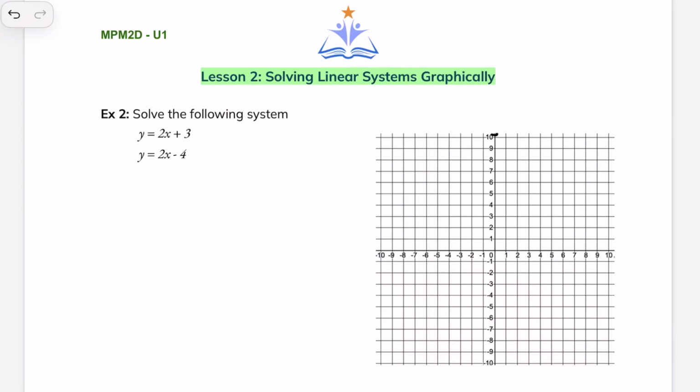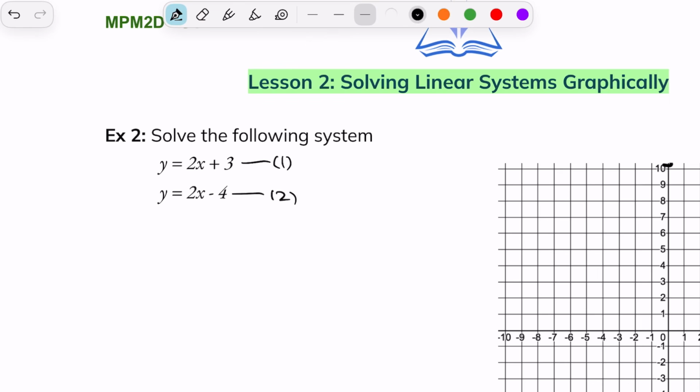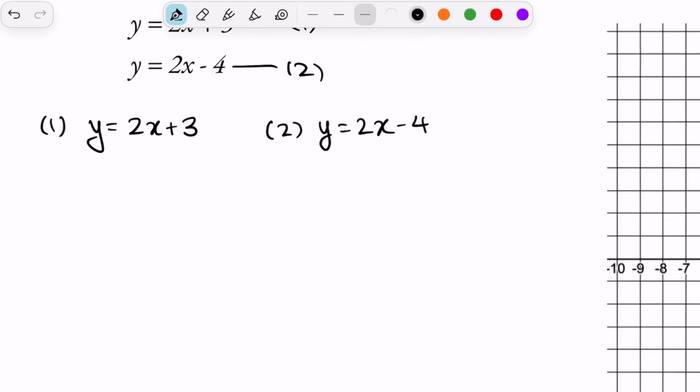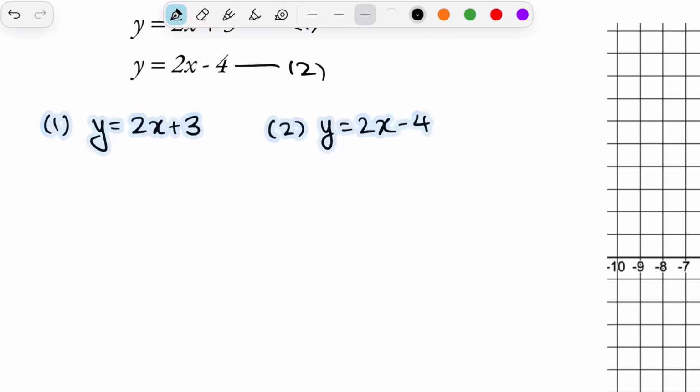So here we're going to be solving this linear system. So I was nice. I already gave it to you in the slope y-intercept form. So line 1 is y is equal to 2x plus 3. And line 2 is y is equal to 2x minus 4. So we already have them in the y is equal to mx plus b form, so we don't have to do any rearranging, but let's take a look at what our slope is.